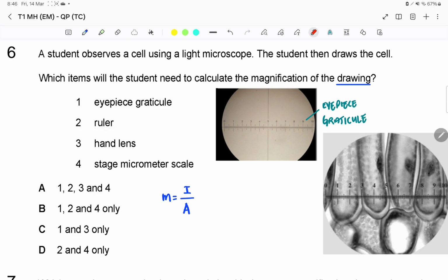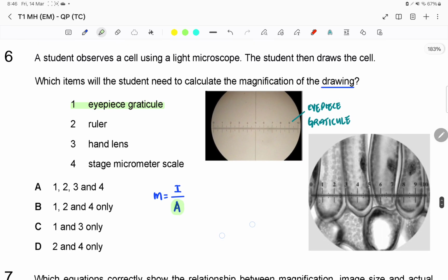So number one, we will definitely need an eyepiece graticule, because the eyepiece graticule is what we will use to measure the actual length or width of whatever it is that we are drawing, in this case, the width of the cell, for example. So we will need this eyepiece graticule so that we can measure the actual width of the cell. And then we will need the ruler to measure the length or the width of our drawing. Now, we do not need a hand lens, because a hand lens is just what we use to view objects. That's not going to be useful.